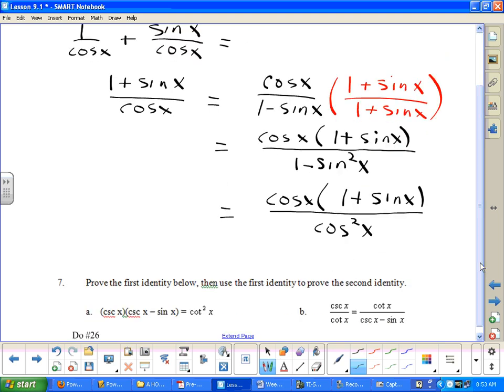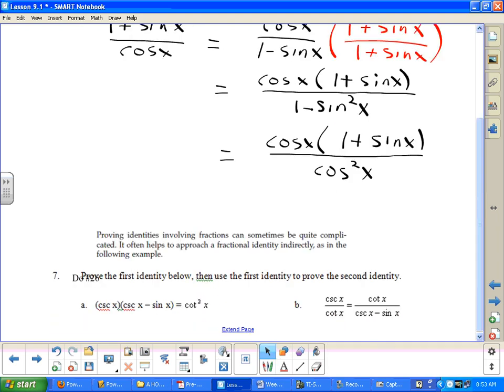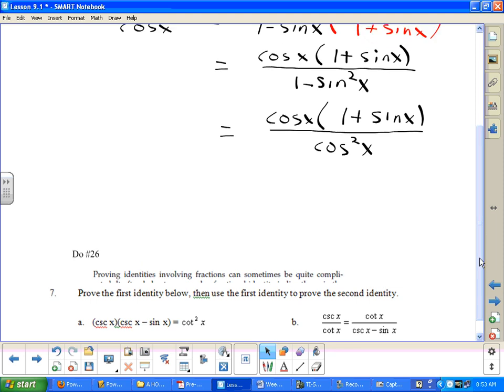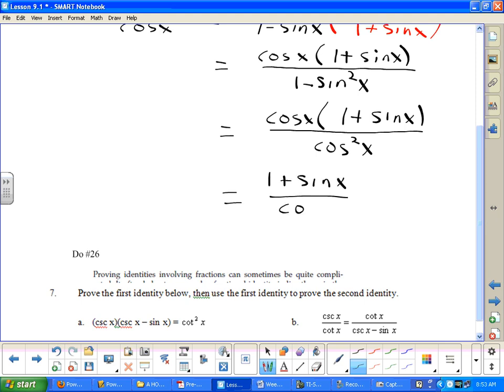So now on the right side, I can cancel out a cosine. So we have, that cancels. So we have 1 plus sine of x over cosine of x, which is what I had on the left side. Okay? So here's a situation where I wanted to go from the right side to the left side.